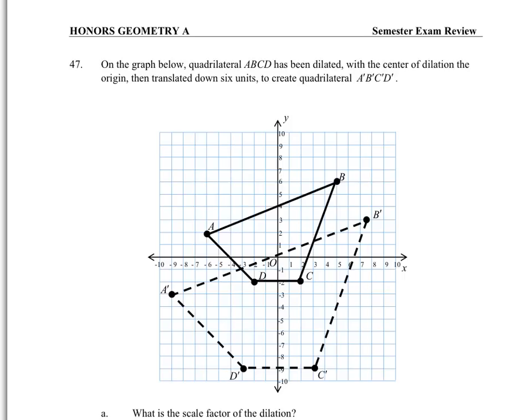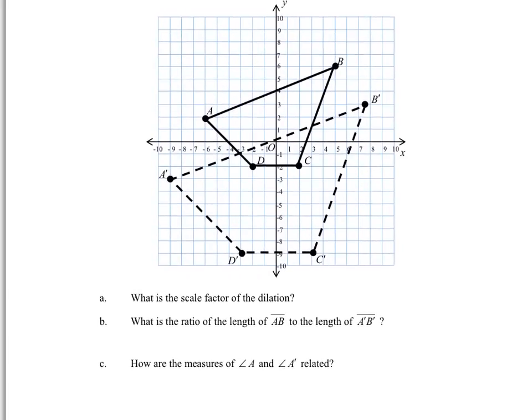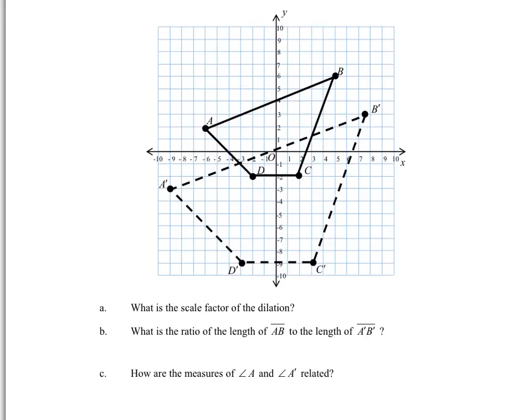47. On the graph below, quadrilateral ABCD has been dilated, with the center of dilation the origin, then translated down 6 units to create quadrilateral A prime, B prime, C prime, D prime. So the first question is, what is the scale factor of the dilation?